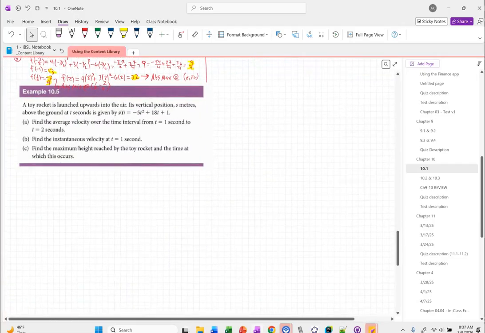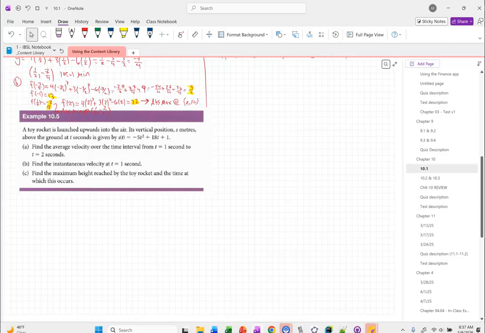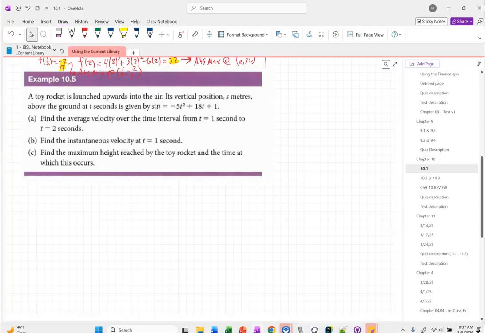And I think I have just one more example, and we'll call this quits for today. Sound okay? Okay. This one says, a toy rocket is launched upwards into the air. Its vertical position, s meters above the ground at t seconds, is given by s of t equals yada yada yada. Find the average velocity over the time interval from t equals 1 second to t equals 2 seconds.